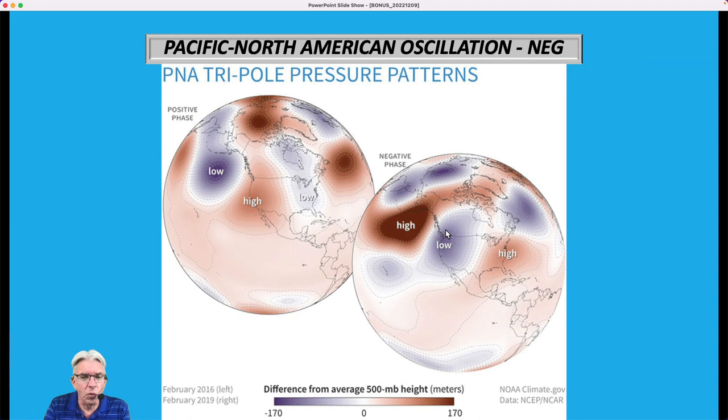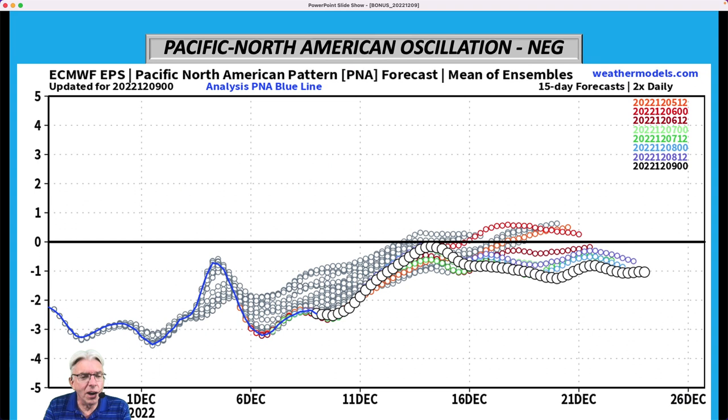Now, the PNA, and here's the problem, it has been strongly negative so far this month, okay? So there's been troughiness in the western part of the United States. Now, it is forecast in general to become less negative, but it really never quite crosses that neutral line. A few of the earlier runs did, but the most recent ones are not doing that, okay?